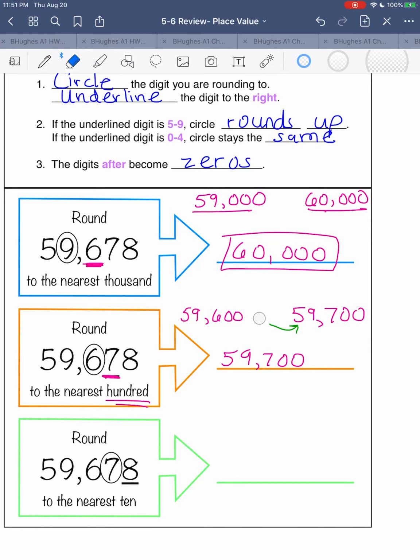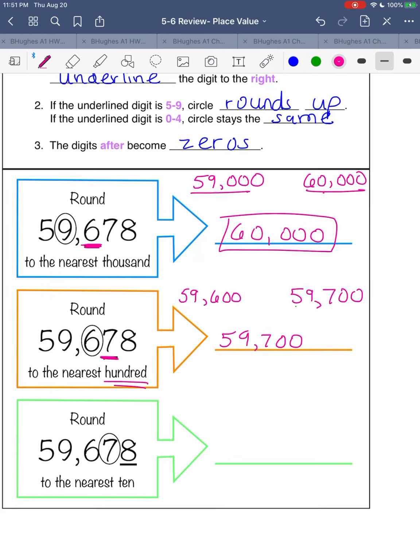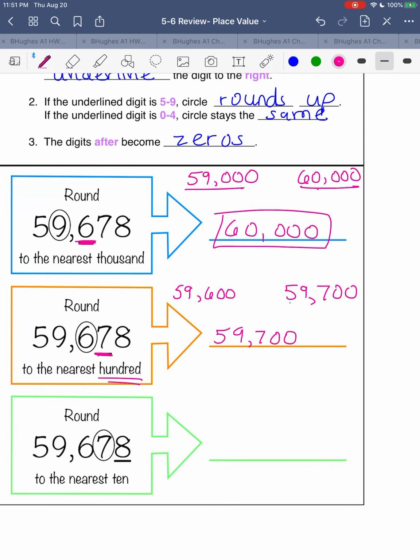Okay, all right. Same number. This time we're rounding to the nearest 10. So I've circled the tens place. Everything before it is going to stay. If it's the tens place, that means I'm looking at the last two digits, and we have a choice to round to 59,670 or 59,680. So the only thing that's changing is the 70 to 80. Everything before it is going to stay.